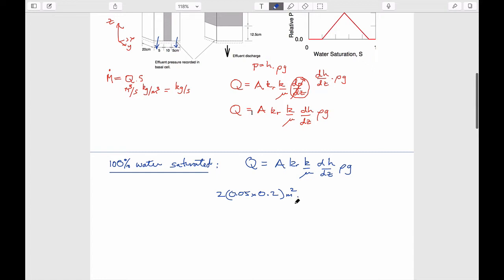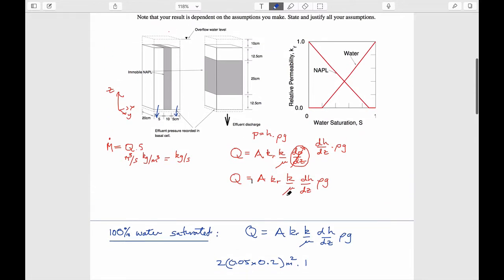What's the relative permeability when it's 100% water saturated? Probably don't have to think too much about that, right? Well, let's do it anyway. So if it's 100% water saturated, then this is the relative permeability of the wetting fluid. This is the relative permeability of the non-wetting fluid. So 100% saturated, you'd expect it to be 1.